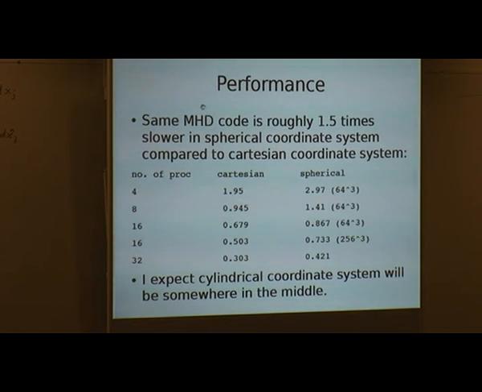So a bit about performance. If we just go from the Cartesian to the spherical coordinate system, there are just some more operators to evaluate, and the code is roughly 1.5 times slower. I'm not sure why it is 1.5 times. Initially I thought there would be a lot more terms, but most of the terms are being calculated anyway. You just have to add them in the right way. And I expect that in the cylindrical coordinate system, it will be somewhere in the middle, faster than the spherical and slower than the Cartesian.